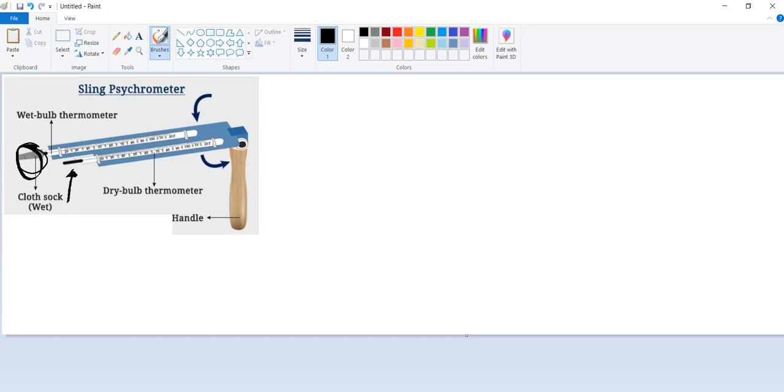With the sling psychrometer, you are going to sling it, so you rotate it using the handle. After a few minutes of rotating the sling psychrometer, you are going to read the temperature. The wetted bulb is read, and you have the results of your wet bulb and dry bulb temperature. That is the sling psychrometer.